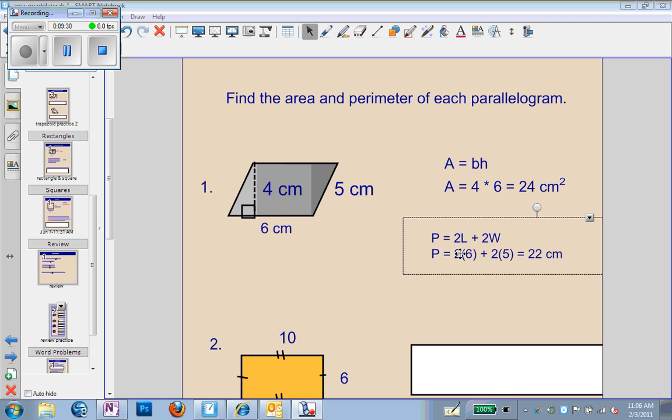Perimeter for parallelograms and rectangles is 2 times the length plus 2 times the width, and this is a formula you should know. So we're going to multiply 2 times 6 plus 2 times 5, and that gives us 22 centimeters.